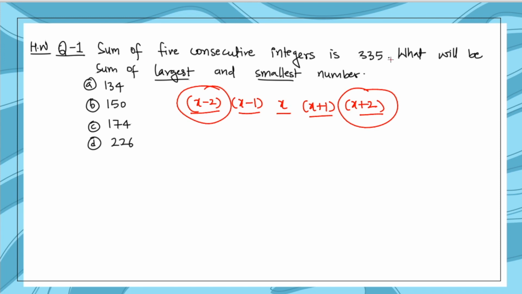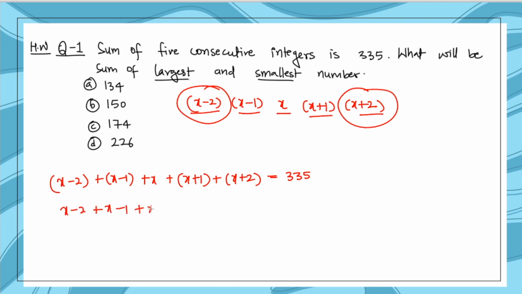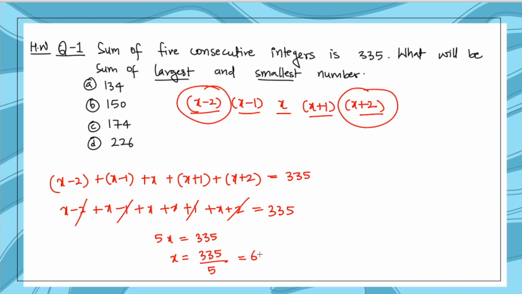So it says that the sum of all of them is 335. So let's do that. So x minus 2 plus x minus 1 plus x plus x plus 1 plus x plus 2, and this whole should give you 335. If I open the bracket, it will be x minus 2 plus x minus 1 plus x plus x plus 1 plus x plus 2 is equals to 335. Now this 2 and this 2 is going to cancel out, this one and this one will cancel out. You will get 5x is equals to 335, or x is equals to 335 divided by 5, which is going to give you 67. So this number is basically 67.